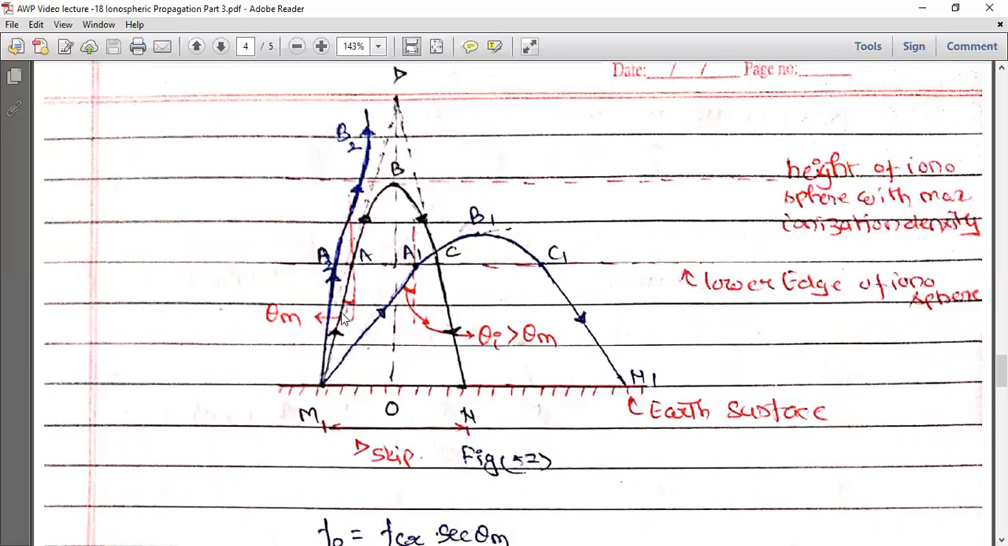If we increase this angle of incidence theta m, if in place of theta m we use angle of incidence theta I, which is greater than theta m, then the wave will follow this particular path M, A1, B1, C1 and N1. So the reflected wave will come back to the Earth at point N1, as you can see. If we reduce this angle of incidence below theta m, the wave will follow the path from M incident at A2 and goes B2, and it will not reflect back. So for any value of angle of incidence less than theta m, this frequency will not reflect back. And for any value of angle of incidence greater than theta m, this wave will reflect back.